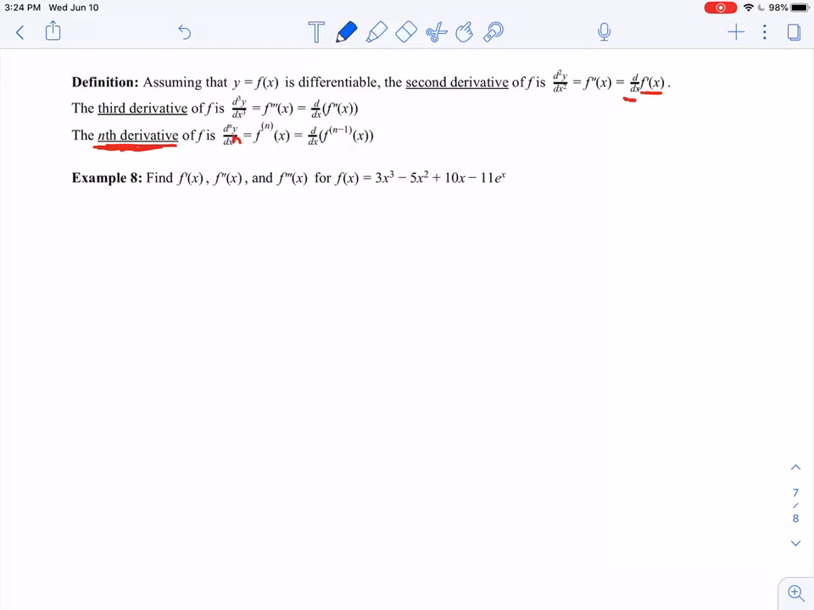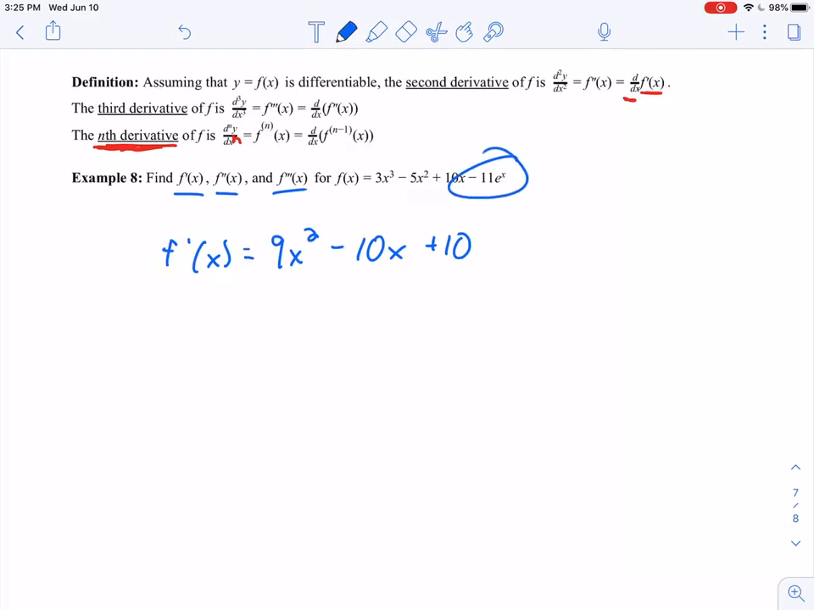This last example here, I'm going to find the first derivative, the second derivative, and the third derivative for this function. f of x equals 3x cubed minus 5x squared plus 10x minus 11e to the x. So first derivative, I can just use my power rule. Well, mostly use my power rule. 3x cubed is going to be 9x squared when I take its derivative. Negative 5x squared, that's going to be minus 10x. Derivative of 10x, that's going to be plus 10.